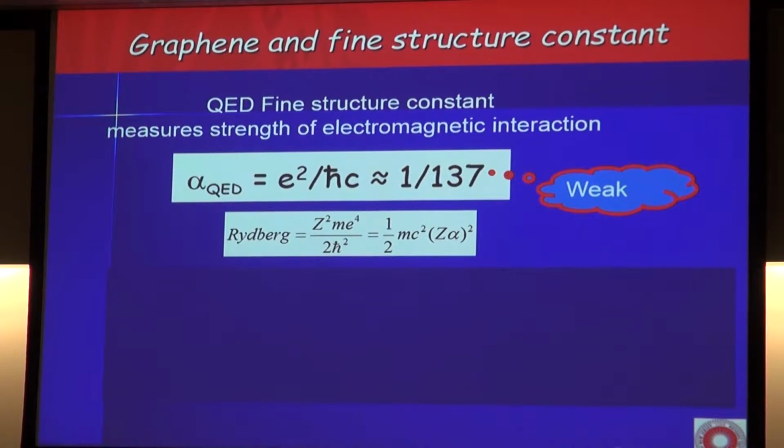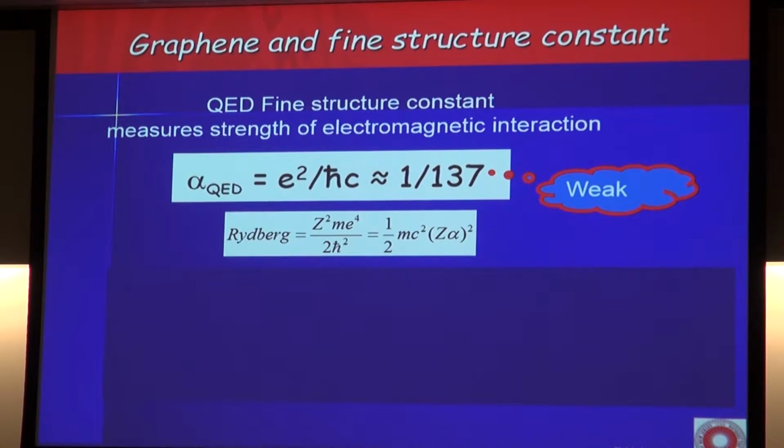Now, I was talking about the neutrinos. Here we have charged particles, and we know that the fine structure constant controls the electromagnetic interaction. And the fine structure constant here is e squared over h bar c. It's a small number. The electromagnetic interaction is very weak. One way to look at it, if you write the Rydberg in units that I like to write it in, it's the rest mass of the electron times the charge of the nucleus Z times the fine structure constant squared, you see immediately how small a number it is.